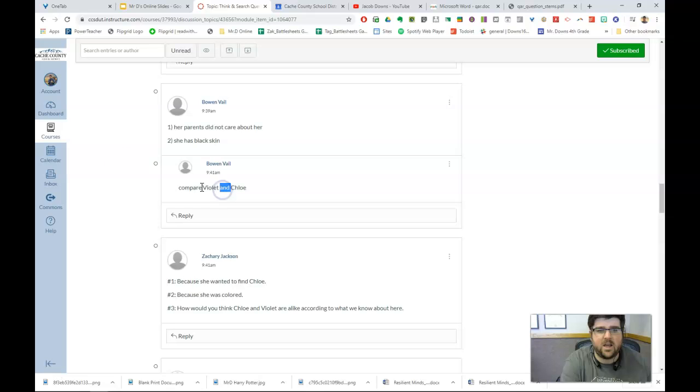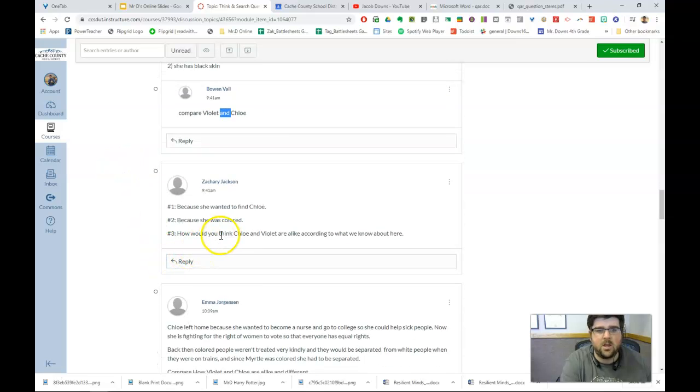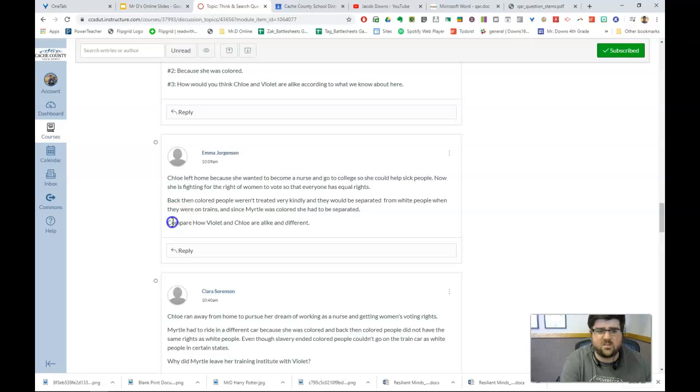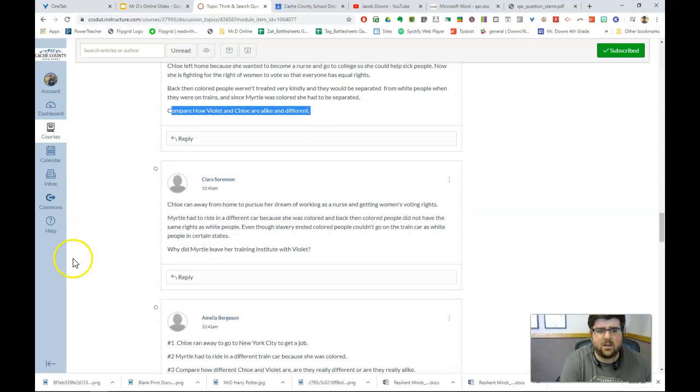Compare Violet and Chloe. That was an excellent one, Bowen. How would you think Chloe and Violet are alike according to what we know about her? That's awesome. That's a great one where we kind of have to go across different pages to see how Chloe and Violet are alike. I think they're both alike in that they have this free spirit where they want to go out and see and experience the world. Emma, this is a great one. Compare how Violet and Chloe are alike and different.